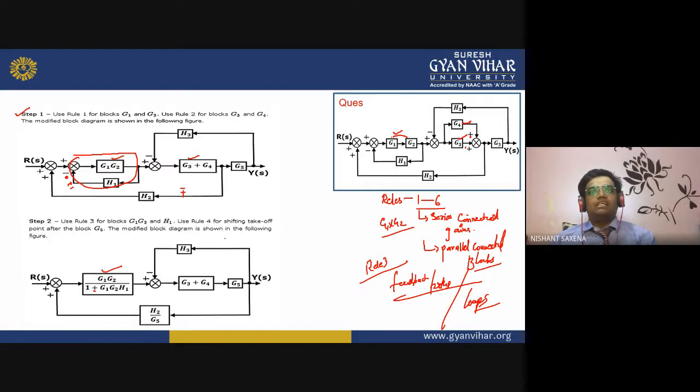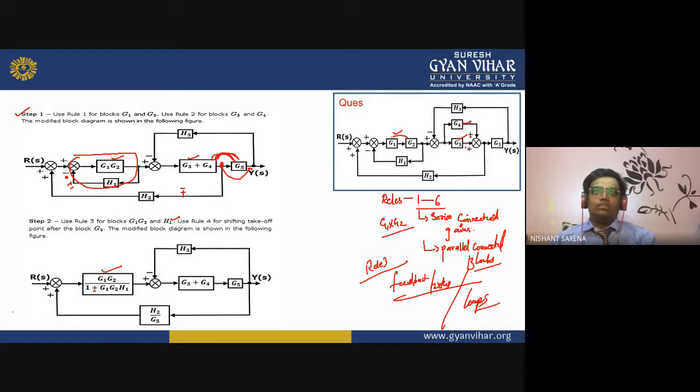Now we can see that rule number 3 has been applied. Now we use rule number 4, shifting the takeoff point after the block G5. We have this G5 block, and this takeoff point is creating trouble. If we shift this takeoff point to this side, we can see that these two blocks will come in series and can be resolved very easily.